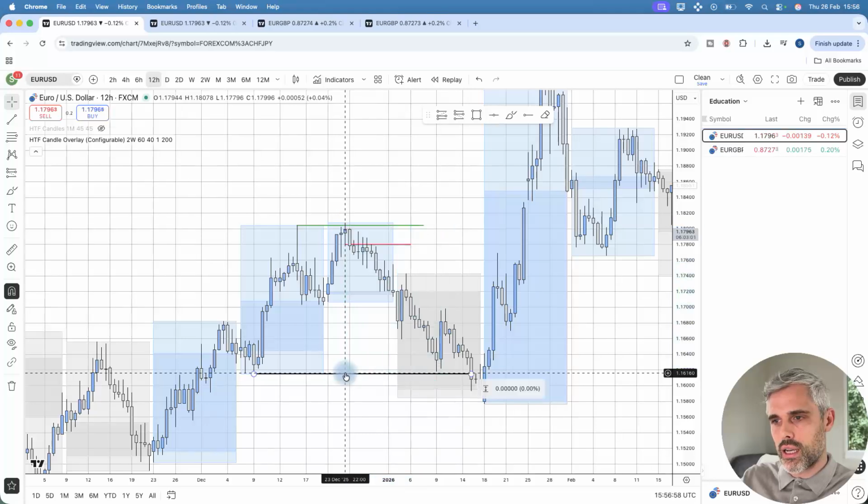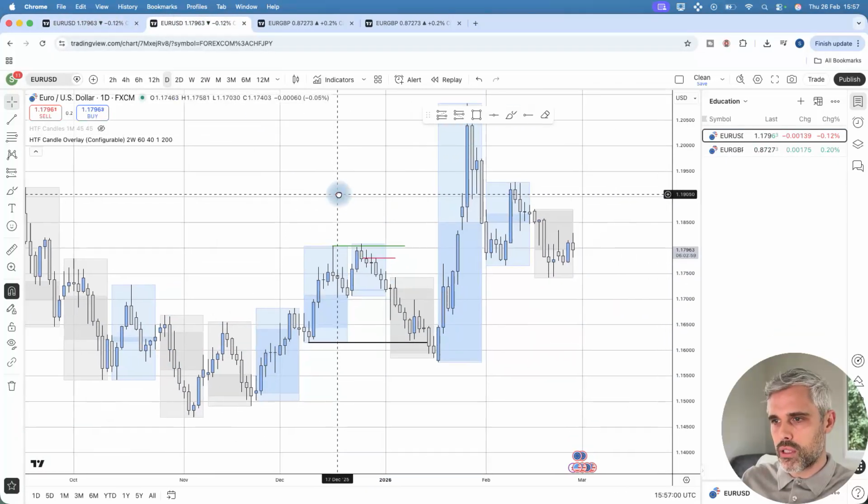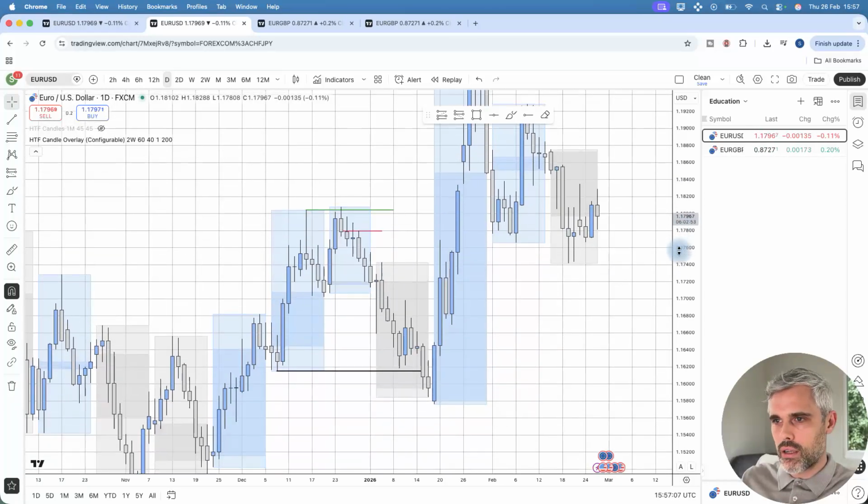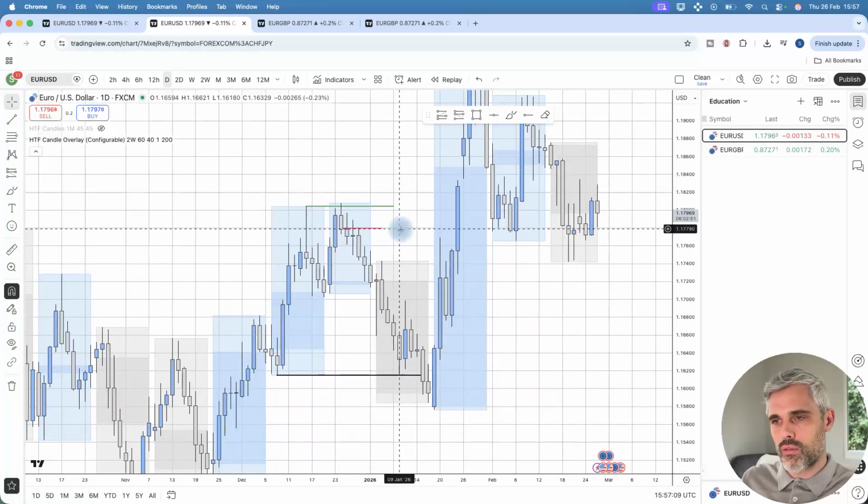So let's play it out on the daily. So on the daily time frame, we see the exact same thing. I've actually already got my levels marked from the previous analysis. What you see here is the 12-hour order block is invisible here. It's the front run entry.